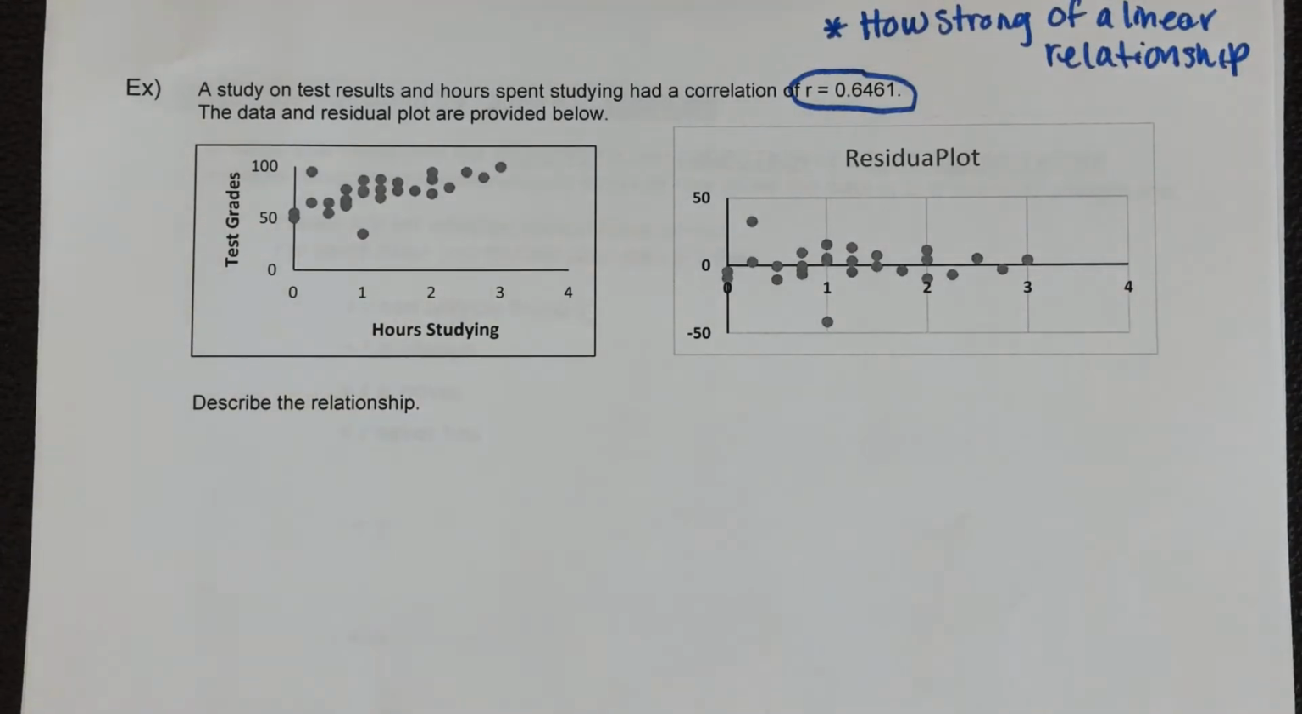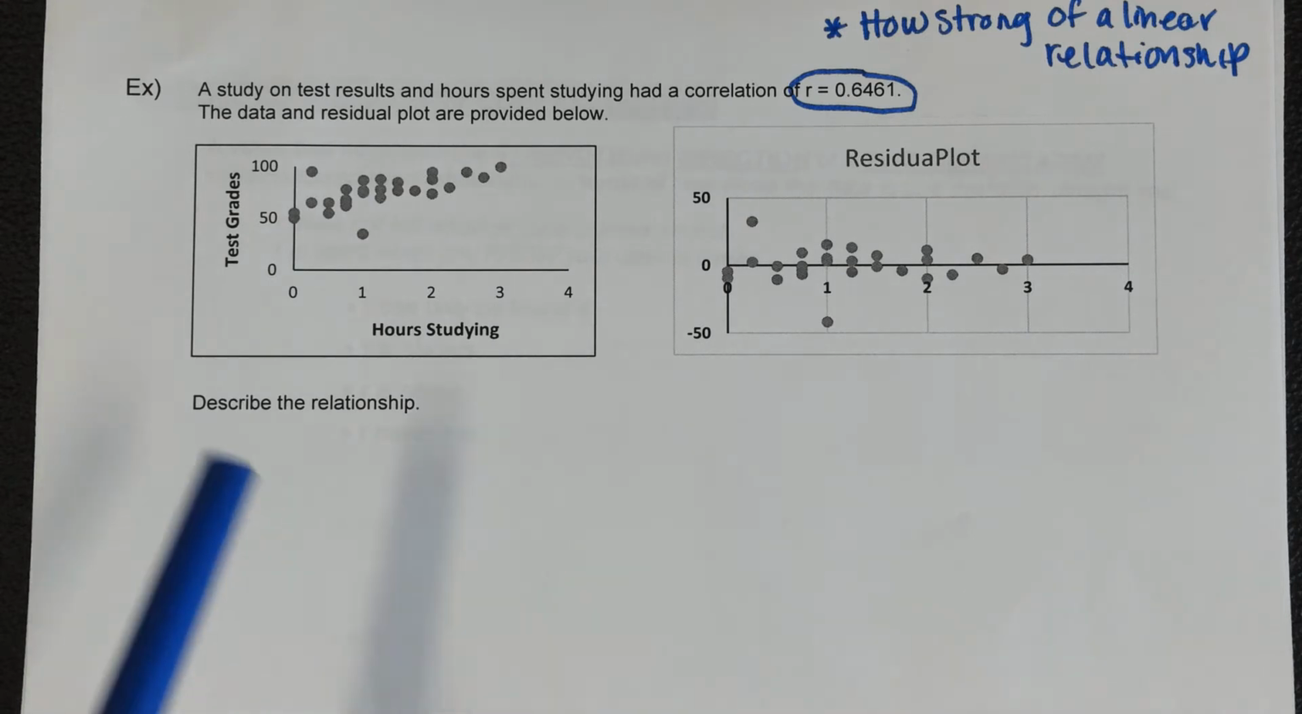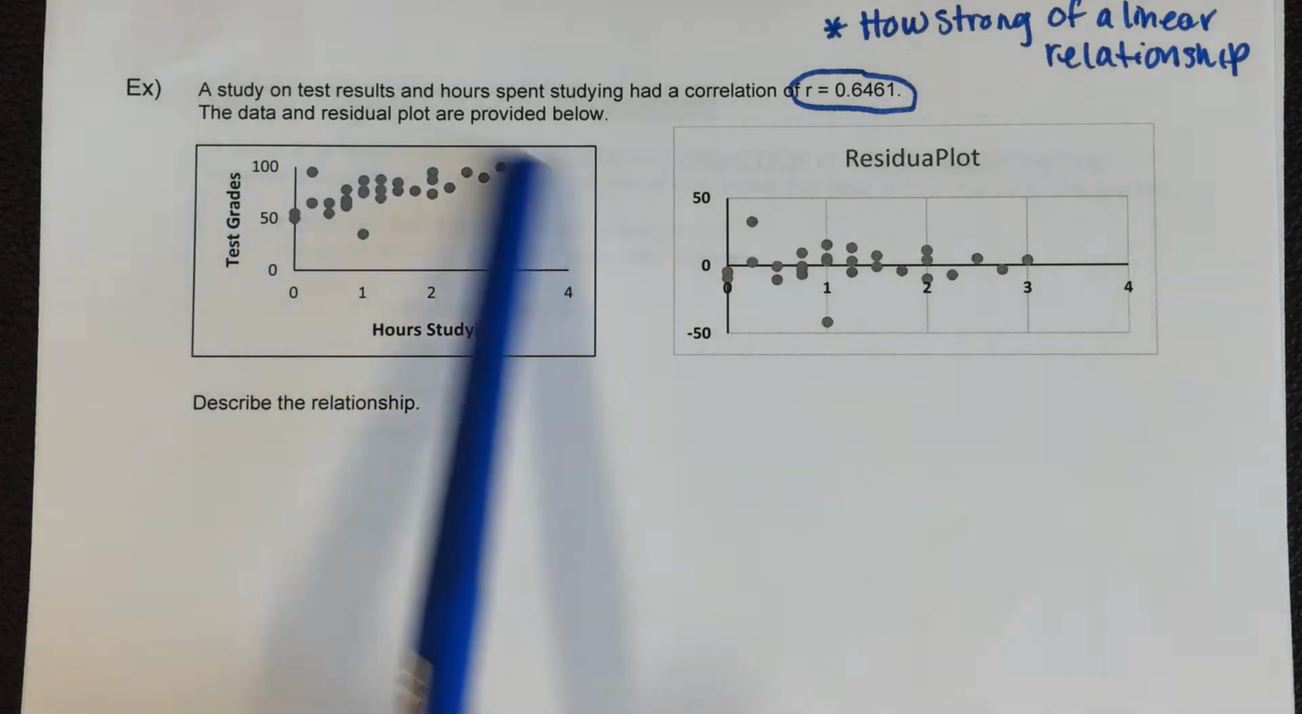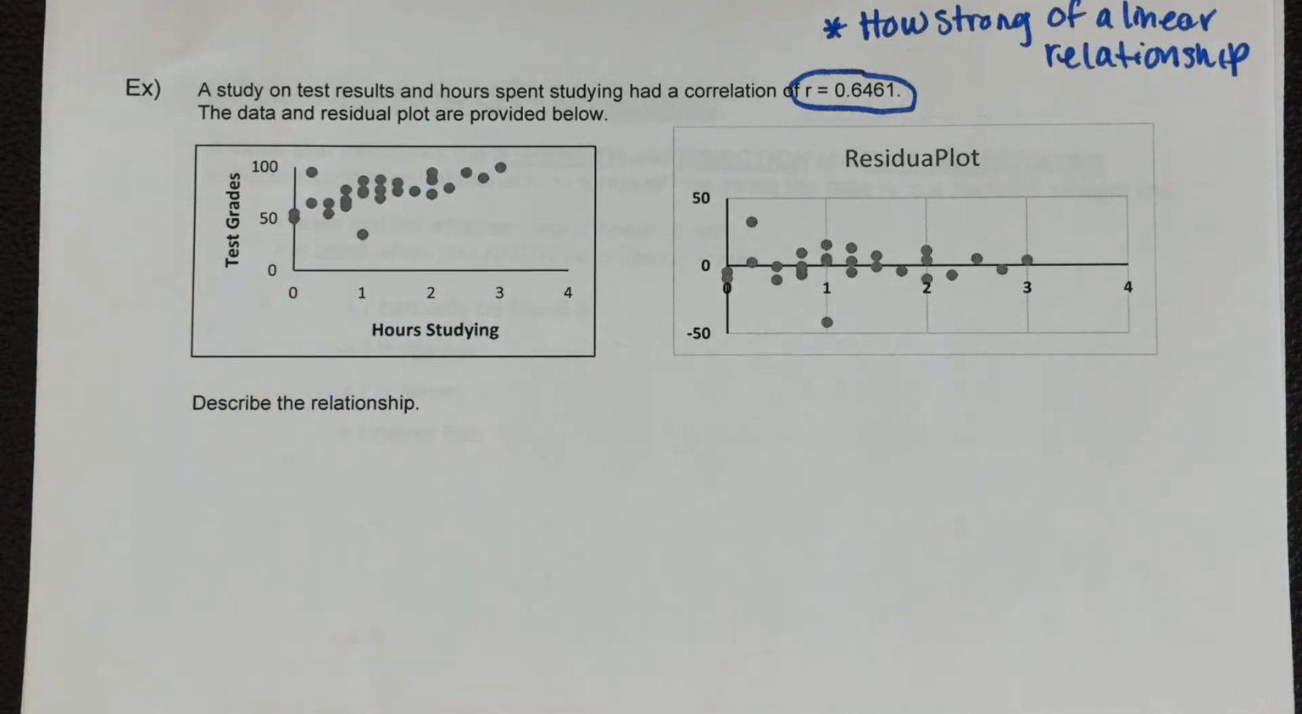So let's go back to what we just talked about. So here we have a scatter plot that they gave for us and a residual plot. We'll see where that's important. But the scatter plot is right here. Okay, and so first thing from our sheet before, it says at the very bottom, in order to write about this, we need to say the strength, the direction, and form.